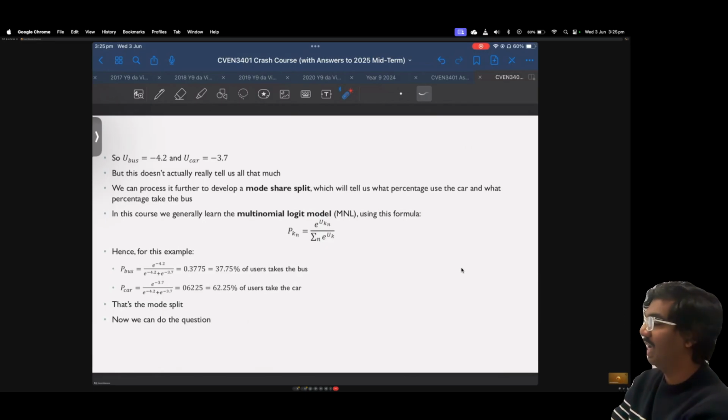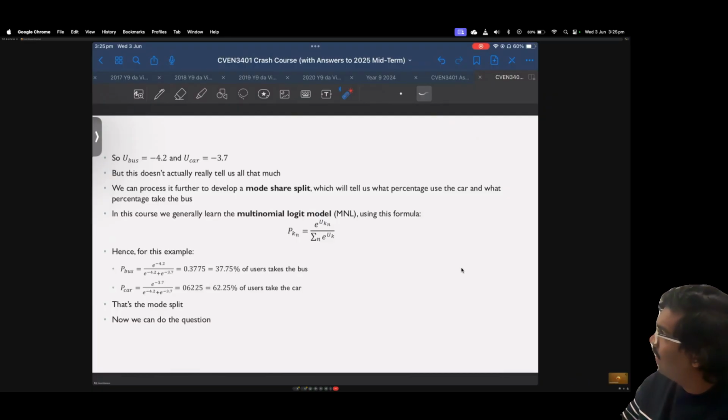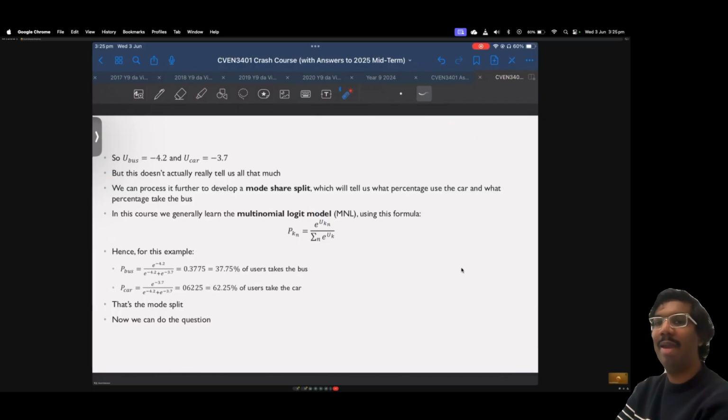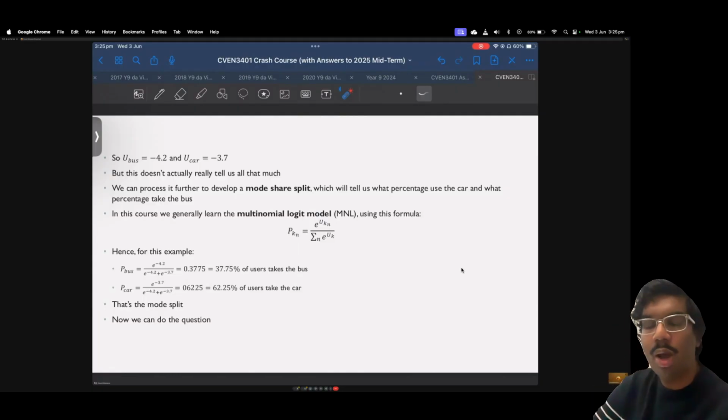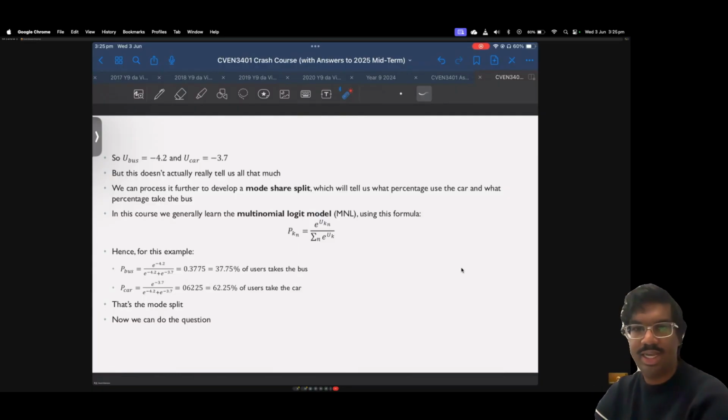But mode share split does tell you something. If I told you 80% of people are taking the bus, you're like, yes, I understand what that means. So this is all about converting it into that. We can process this further to develop a mode share split, which will tell us what percentage use the car and what percentage take the bus.